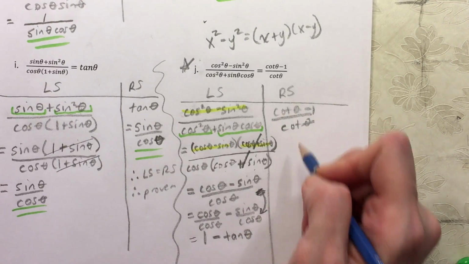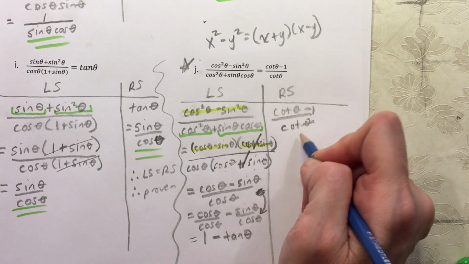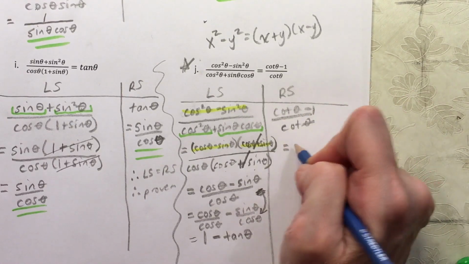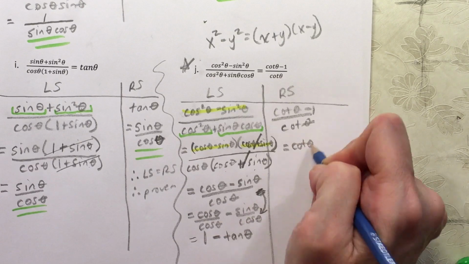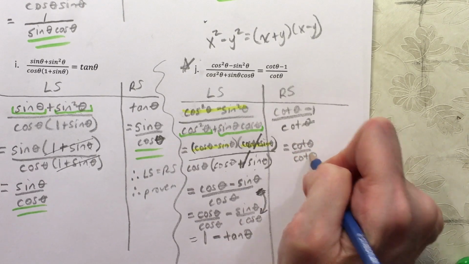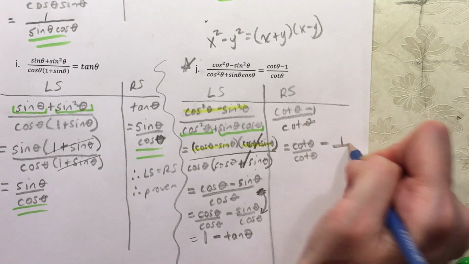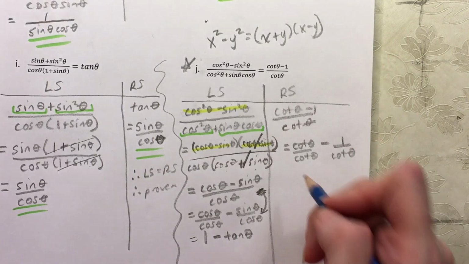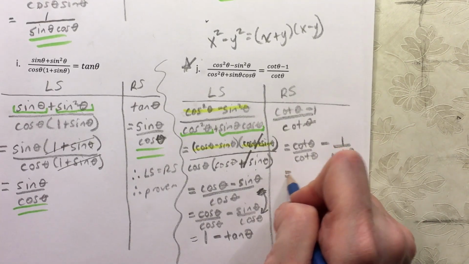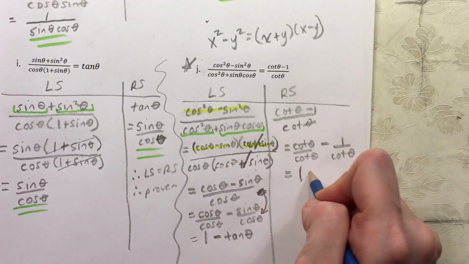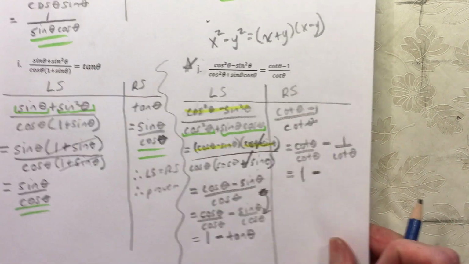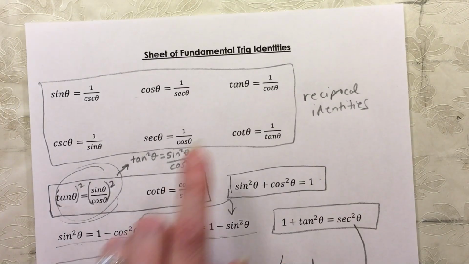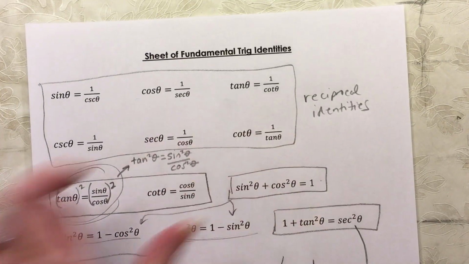Now let's come onto this side and use that similar strategy. We've got the common denominator of cotan theta. So let's write it as cotan theta over cotan theta minus 1 over cotan theta. So something divided by itself is 1. And then 1 over cotan theta is one of our reciprocal identities. So 1 over cotan theta can be written as tan theta.